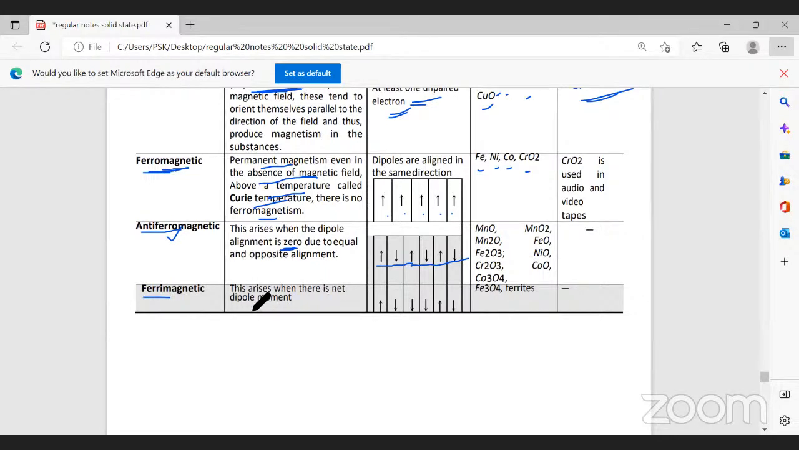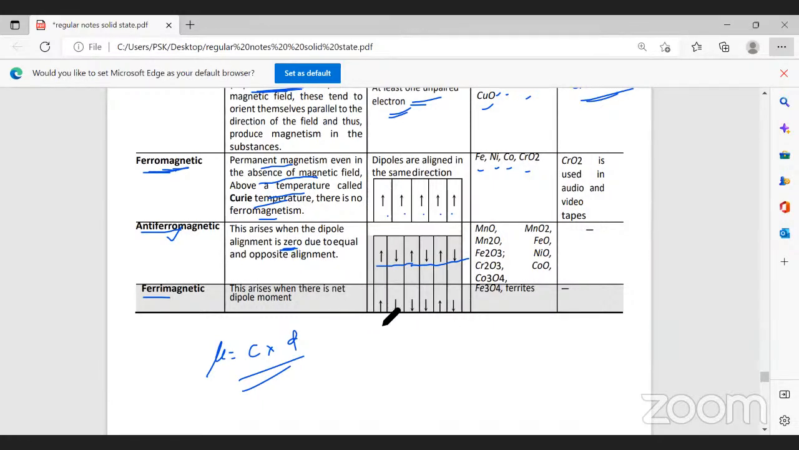These arise when there is a net dipole moment. What do you mean by dipole moment? It is represented by the letter mu. Charge into distance is called a dipole moment. Here, there is charge and there is also distance, but equal and opposite. Therefore, it becomes zero. Net dipole moment becomes zero here.